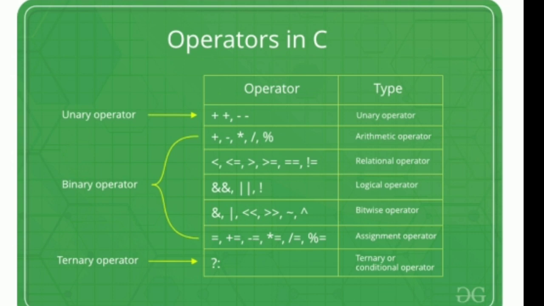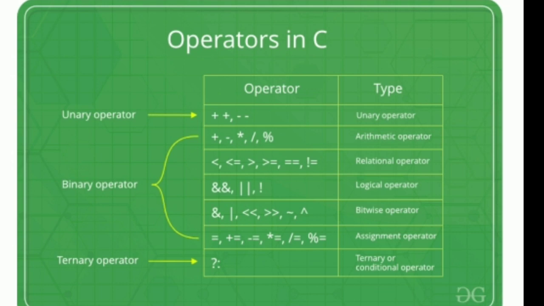What are the arithmetic operators? Plus, addition or unary plus; minus, subtraction or unary minus; star, multiplication; division; and modulo, the remainder after division. These are some operators that you have been given.